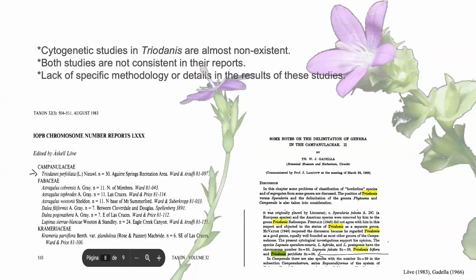In 1983, Love mentioned that for Triodanis biflora we have a haploid number of 30 chromosomes. And in a paper from 1966, Galen just mentioned the diploid number of chromosomes for Triodanis biflora and perfoliata, and they mentioned that the diploid number for that species is 56. So as you can see, there is a difference between these 2 records. We don't actually know why there is a difference between the numbers of chromosomes. We don't have a lot of information in these papers to contrast them, so we need to understand more of the topic.